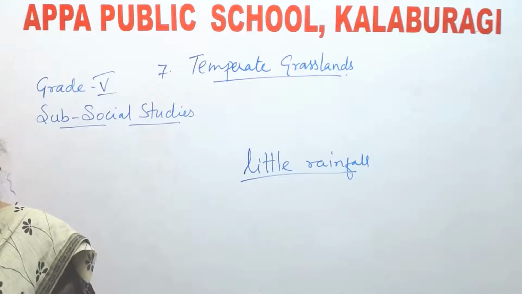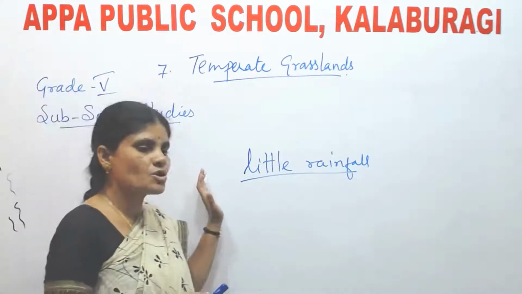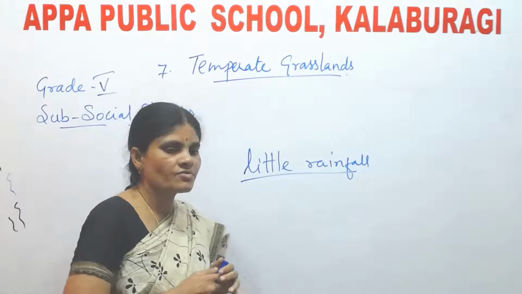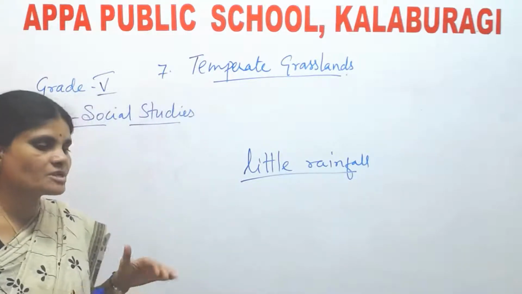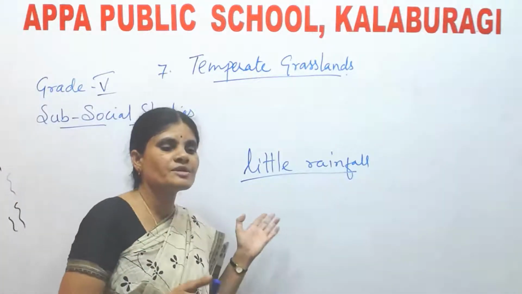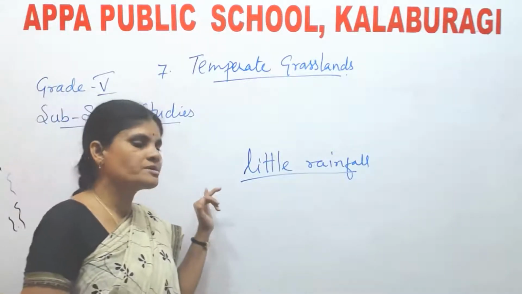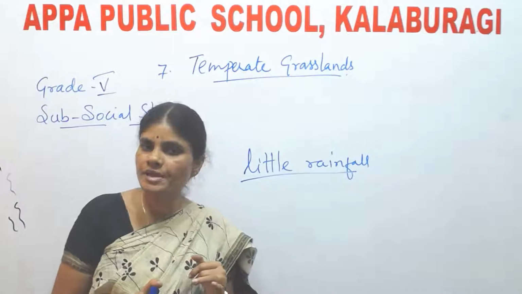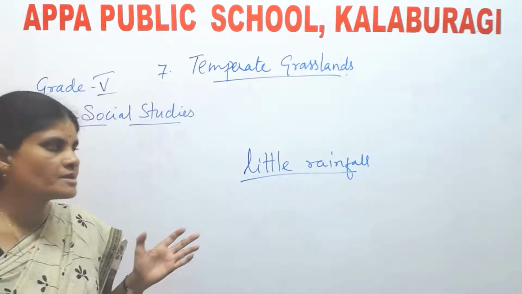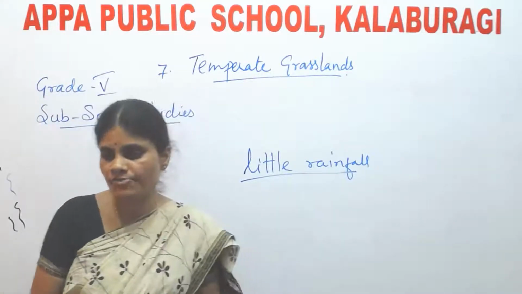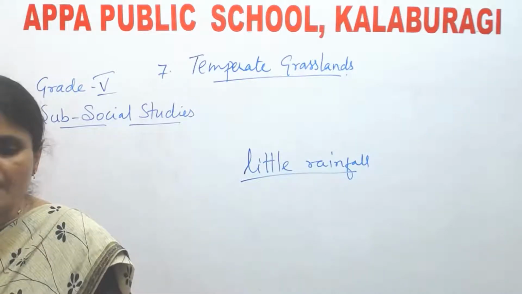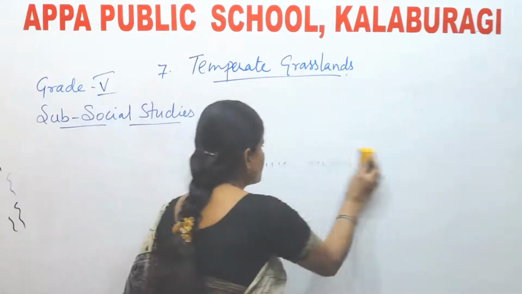Which type of climate is experienced here? Continental type of climate is experienced in the grasslands located in the northern hemisphere. Here, the summers are very hot and the winters are very cold, and they experience very little rainfall. Understood, children? Now let us see the grasslands in the southern hemisphere.